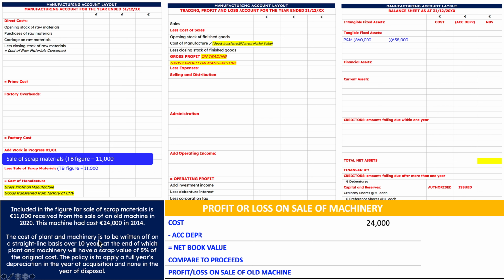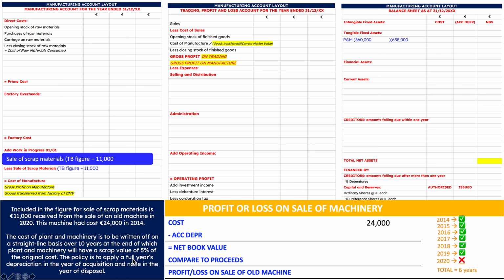So we're going to say to ourselves, will we depreciate in 2014? Yes, we will. That was the year of acquisition, and it's going to be a full year's depreciation. Will we depreciate in 2015? Yes, we will. 2016? Yes. 2017? Yes. 2018? Yes. 2019? Yes. But will we depreciate it in 2020 when they disposed of it? No, we won't, because it says the policy is to apply a full year's depreciation in the year of acquisition and none in the year of disposal.